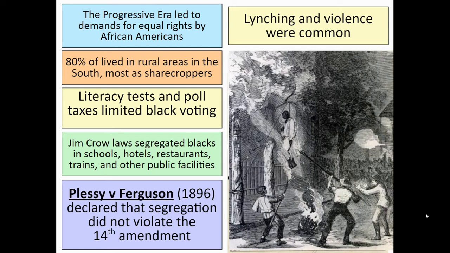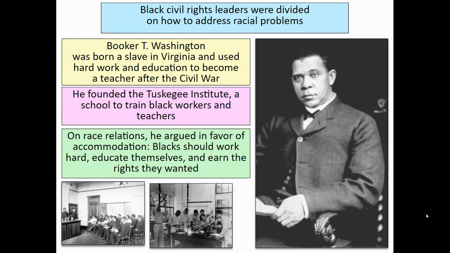Additionally, Black individuals had to deal with a lot of lynching and other forms of violence during this time period. There are two different civil rights leaders that are important to know, plus another individual who's going to have a different approach. So let's start with Booker T. Washington, who was born a slave in Virginia, and he himself became educated and became a teacher after the Civil War. He is the founder of the Tuskegee Institute, which you see pictured below, two images from what is today known as Tuskegee University. It started out as a school to train Black workers and teachers.